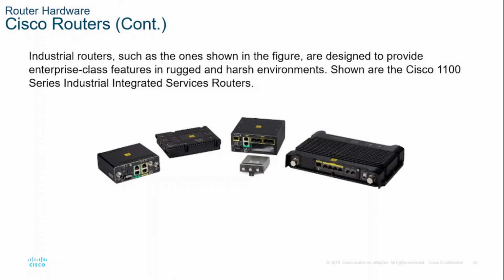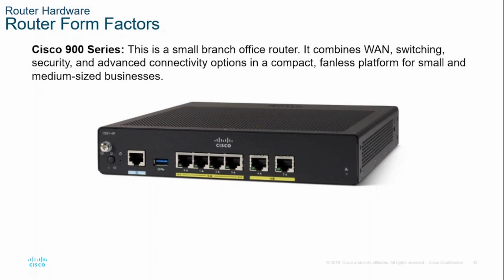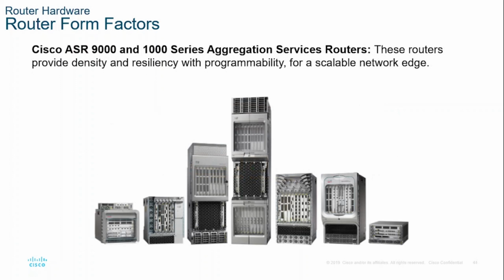Industrial routers, such as the ones shown in the figure, are designed to provide enterprise-class features in rugged and harsh environments. Shown are the 1100 series industrial integrated services routers. And the Cisco 900 series is a small branch office router. It combines WAN, switching, security, and advanced connectivity options in a compact router form factor.